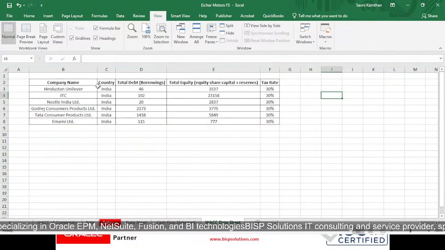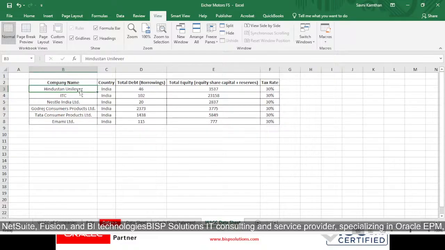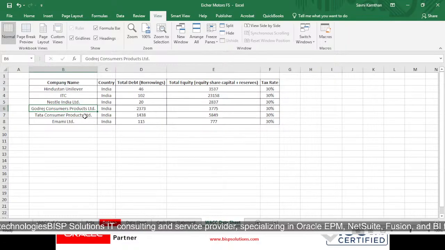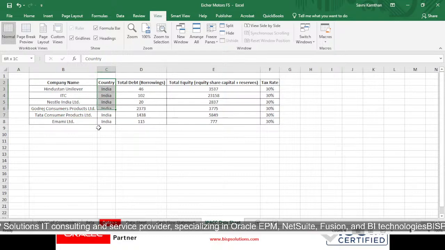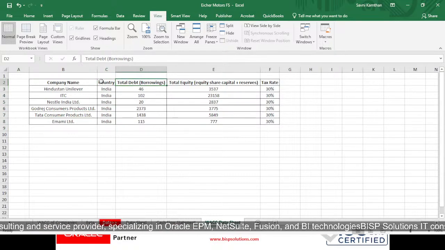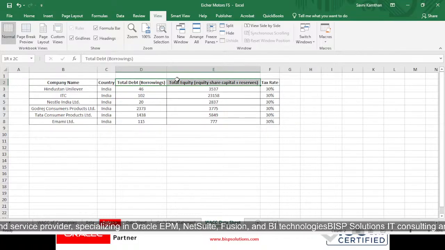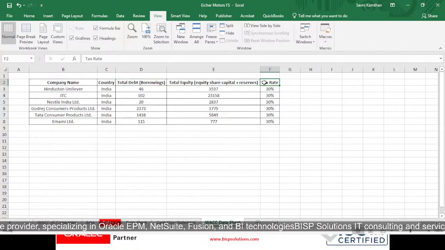So I have taken 5 companies which belong to FMCG. I have taken Hindustan Unilever, ITC, Nestle, Godrej Consumer Products, Tata Consumer Products, and Emami Limited, right? And they have India as the only operating country. My total debt, total equity and tax rate, how I calculated them. Tax rate will be the same for all, right?